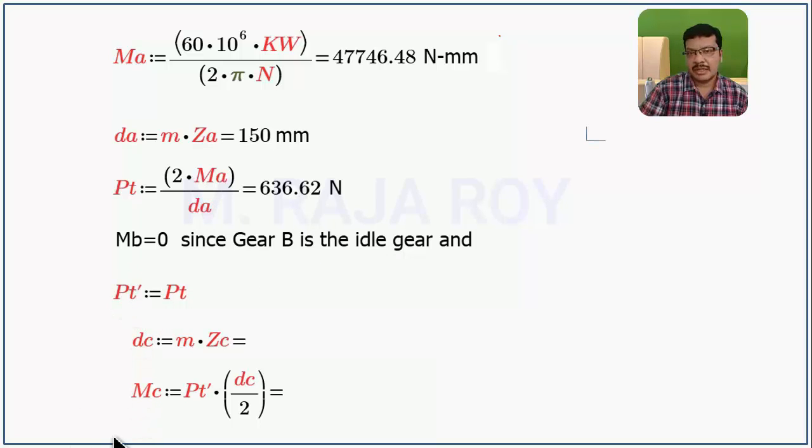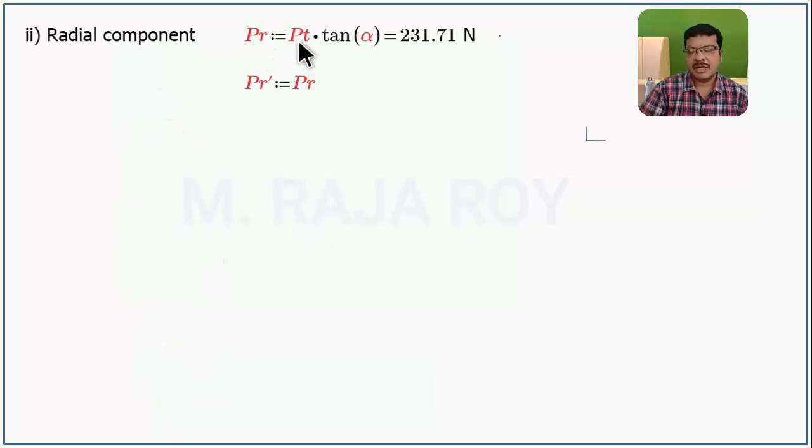To get MC value, moment on gear wheel B is anyway 0 because it's idle gear. Some moment will be there on gear wheel C, that is equal to PT dash into DC by 2. DC value you have to find, DC equal to m into ZC. Then you will get MC. Now 3 moments you have determined. Next you have to find the radial component of the gear teeth force, PR. PR equal to PT tan alpha. You will get some value like this. PR dash equal to PR.